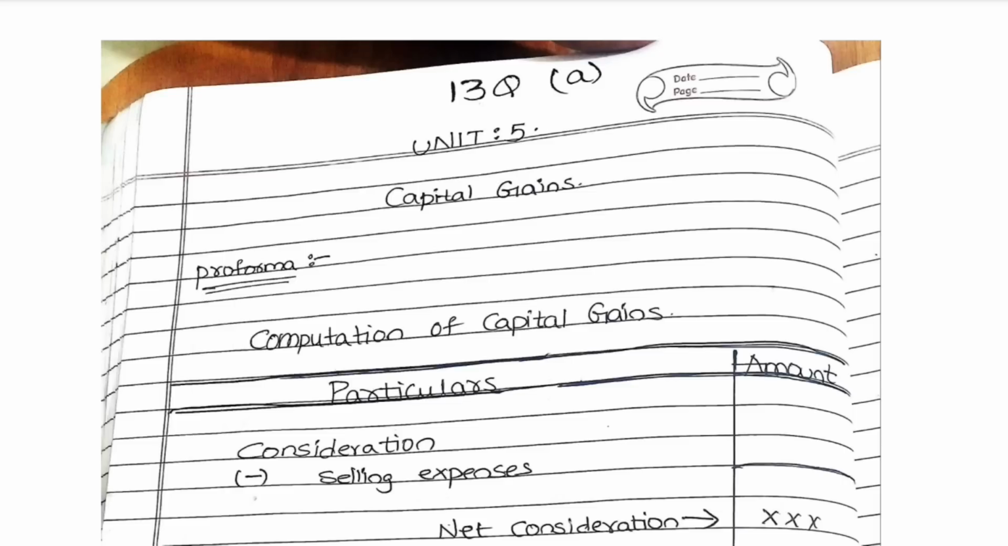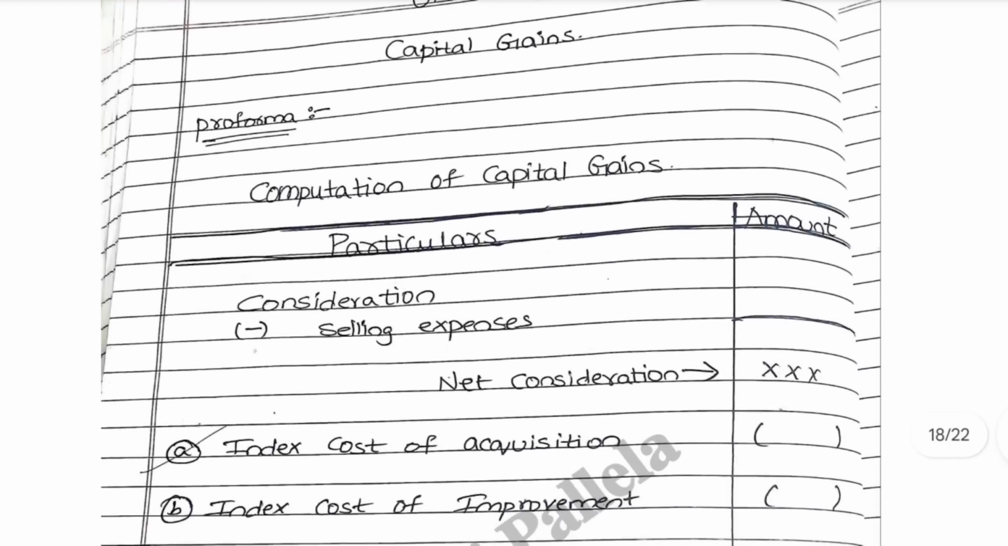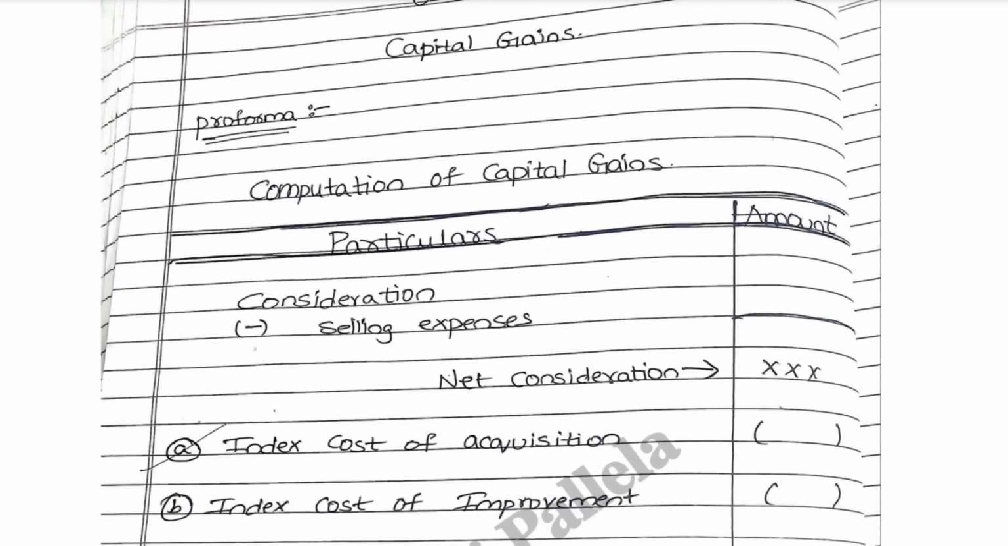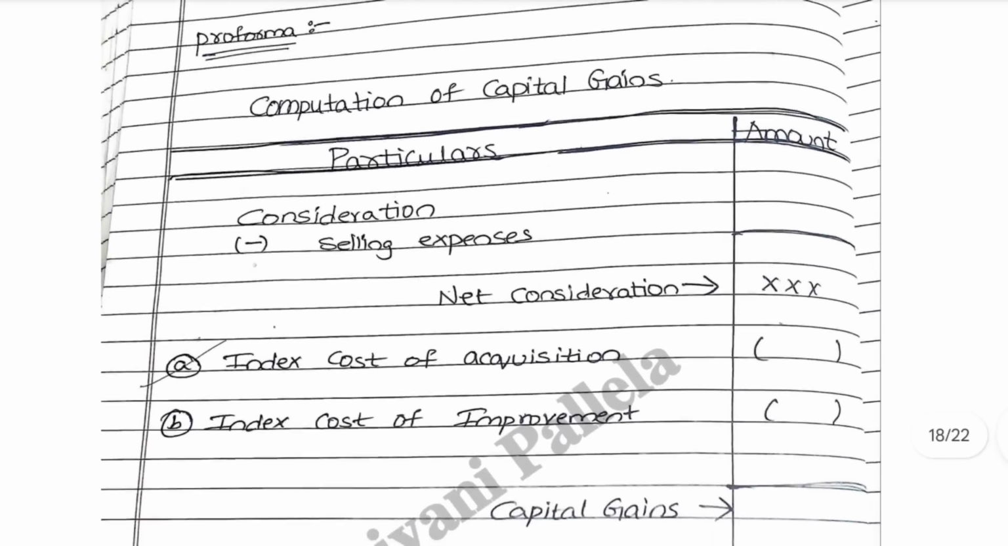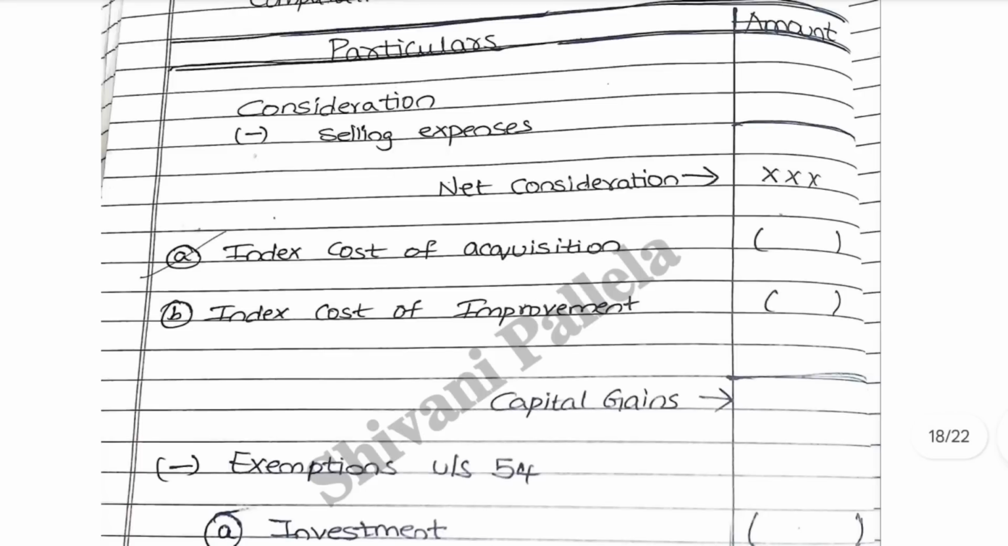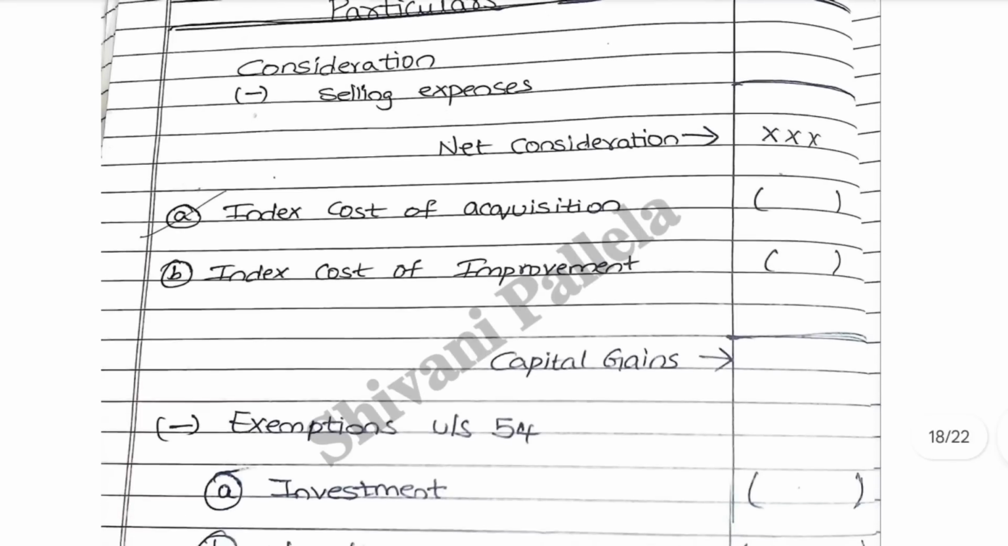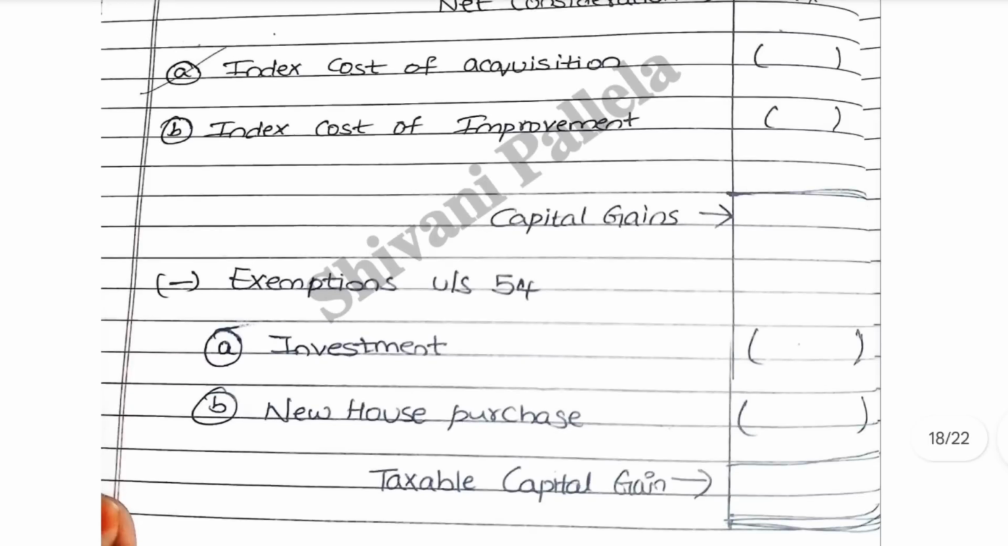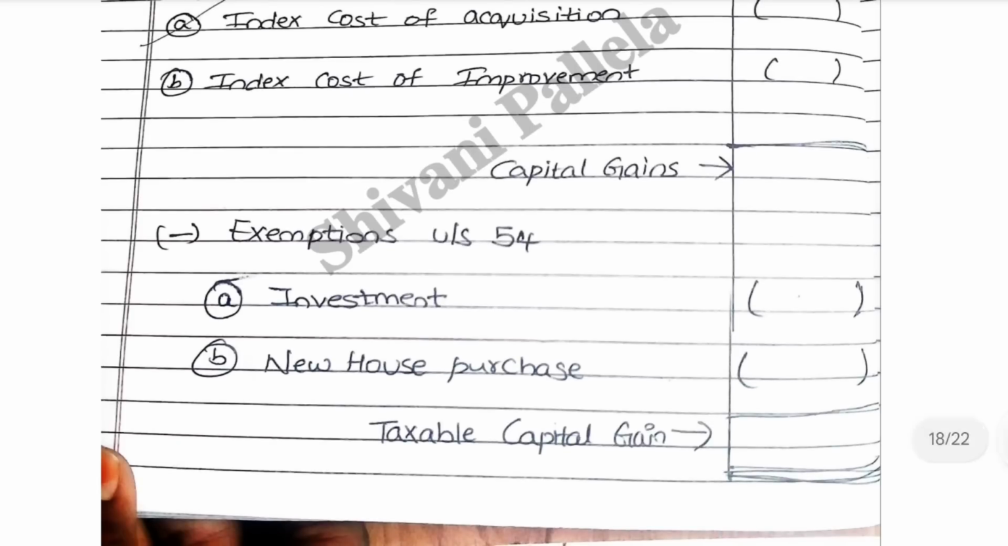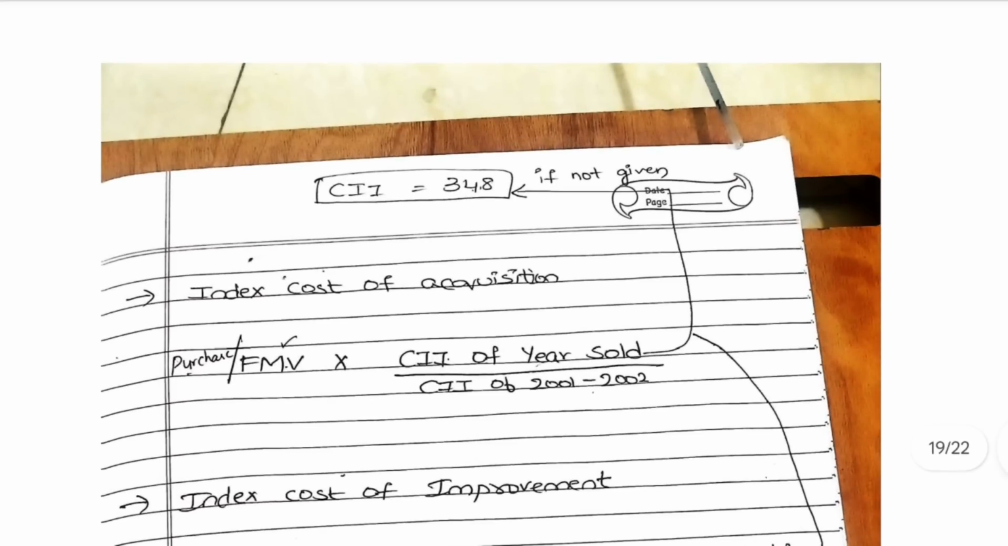In unit number 5, what is the pro forma? Consideration minus selling expenses gives you net consideration. Index cost of acquisition and index cost of improvement we need to minus, and you will get capital gains. If any exemptions under section 54 are there, that is investment in a new house, we need to minus them from the capital gains. The amount you get is called taxable capital gain. In every question, we need to compute the index cost of acquisition. What is the index cost of acquisition formula?